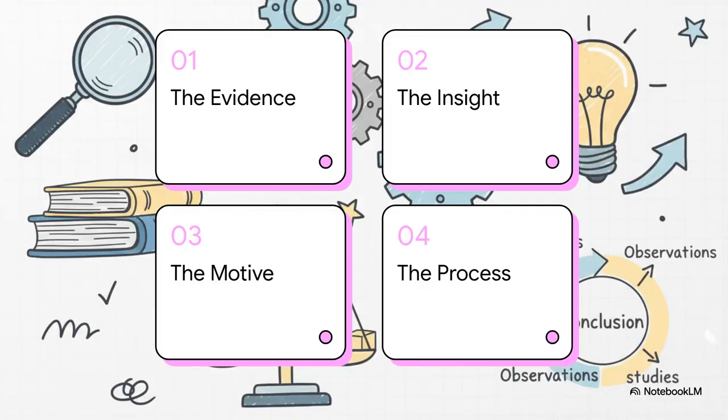So here's our game plan. We're breaking this down into 4 parts. We're going to start with words for gathering up all that evidence, then move on to words that help us find real clarity. After that, we'll look at the words that get into motive, and finally, we'll talk about the words for the reasoning process itself.